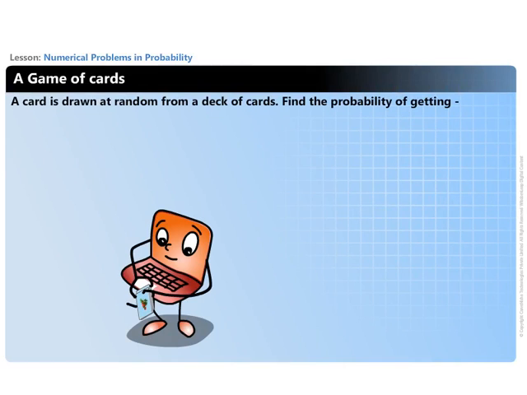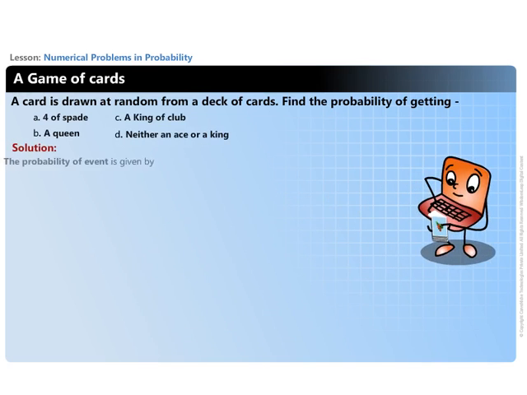YB is shuffling the cards. He draws cards at random from a deck of cards. Find the probability of getting A. 4 of spade, B. a queen, C. a king of club, D. neither an ace nor a king.